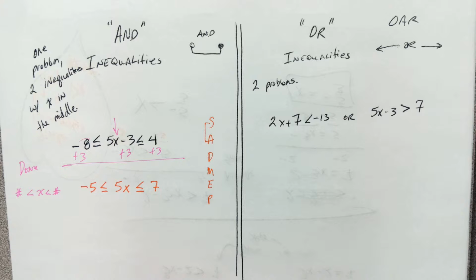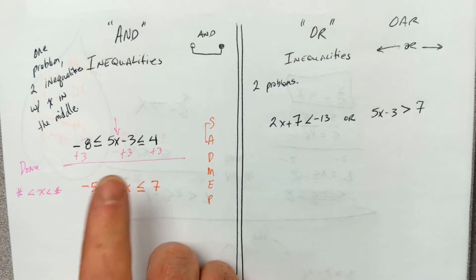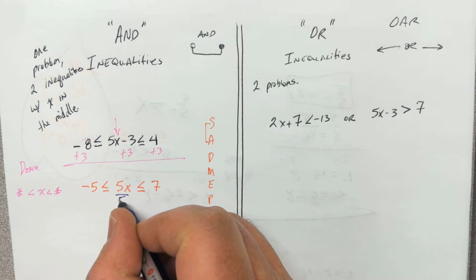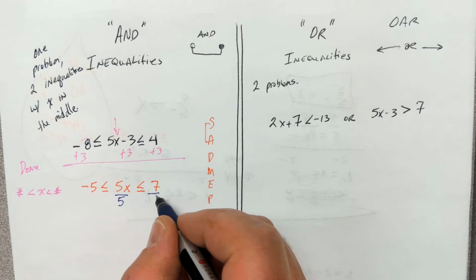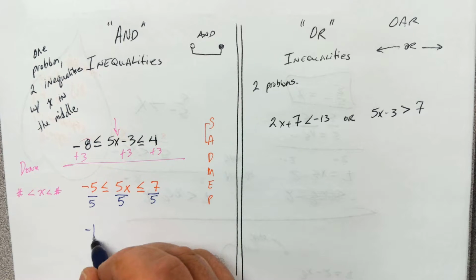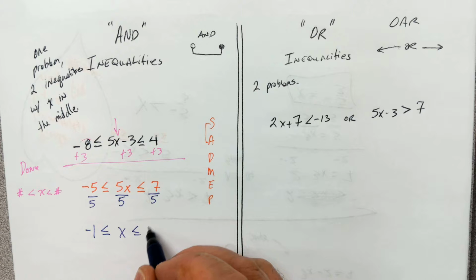Now we're going to divide by 5. So we added 3 because you're multiplying. It's 5 times, and we want to get x by itself, so we want that to be 1x. The way we make 5x into 1x is we just divide by 5. But if we do it to one part, we have to do it to all of the parts. So this is negative 1 less than or equal to x, less than or equal to 7 over 5.